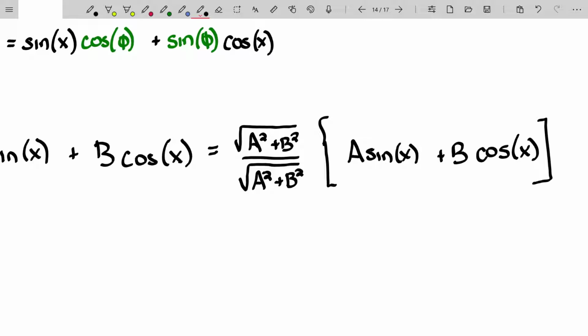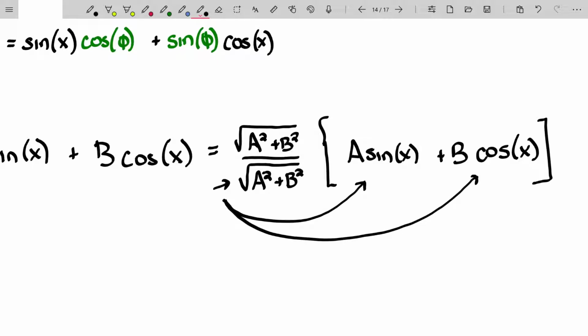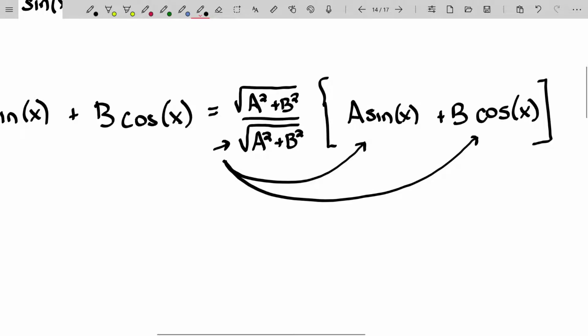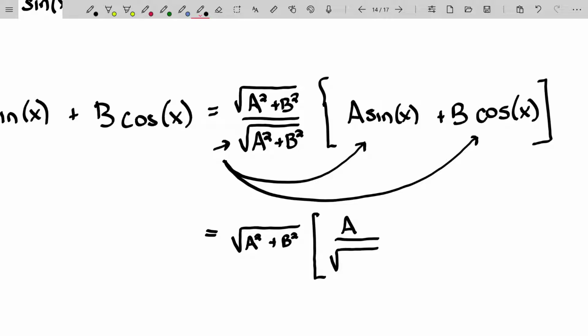It's called normalizing. So if I take this denominator and distribute it into each of these terms here, but leave that square root of a squared plus b squared on the outside as far as the numerator square root, I'll go ahead and write this out. You get the square root of a squared plus b squared times the quantity a over the square root of a squared plus b squared times the sine of x plus b over the square root of a squared plus b squared times the cosine of x.